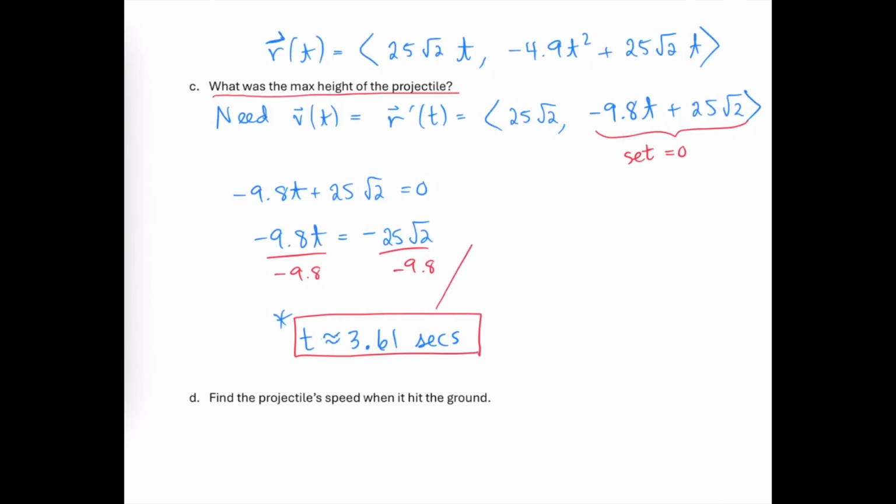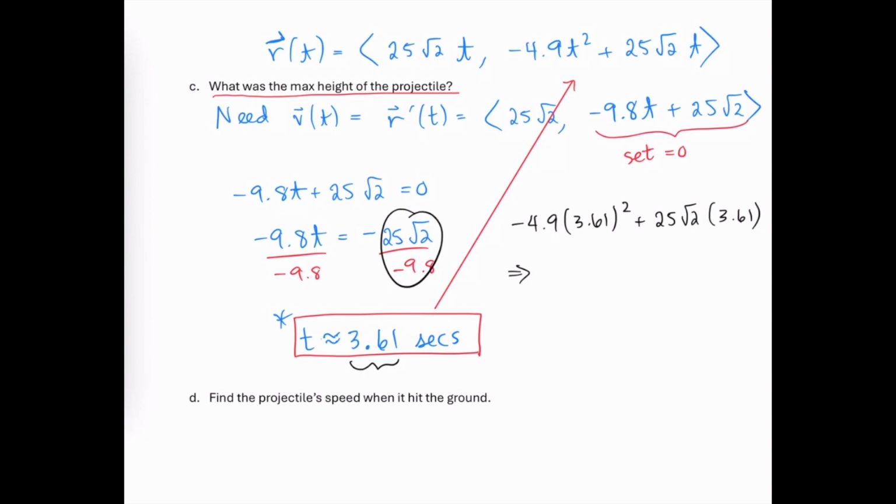So that's what I'm going to do. I'm going to plug that time into just the y component here. So we'll have negative 4.9 t squared, the time is 3.61 seconds squared, plus 25√2 t, again 3.61, and then we just need to determine what this quantity is. We do want to use the entire decimal for 3.61, not the rounded off value, because we don't want to generate a rounding error. So in my calculator, I'm going to use not 3.61, but the entire decimal that came from 25√2 divided by 9.8. And when I do that, I get that the max height is 63.78, and this is measured in meters.